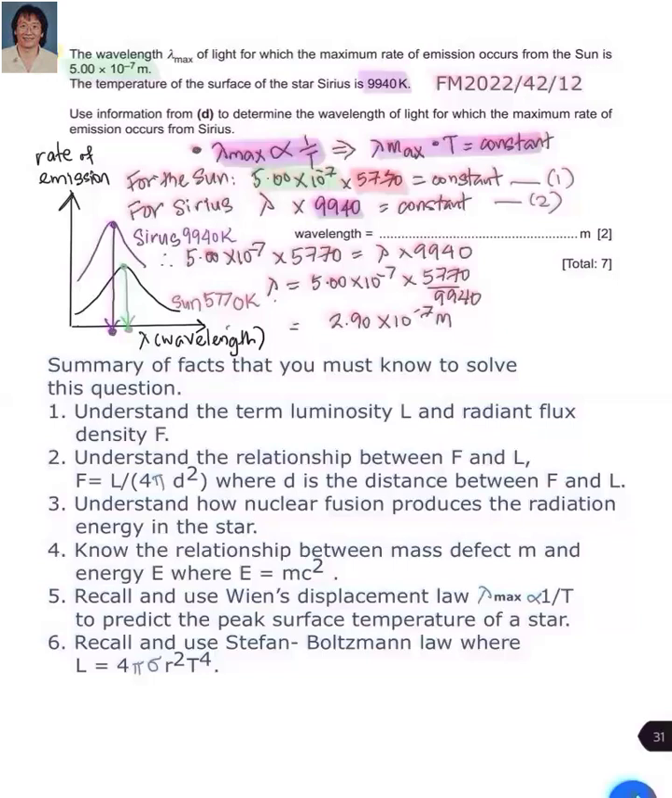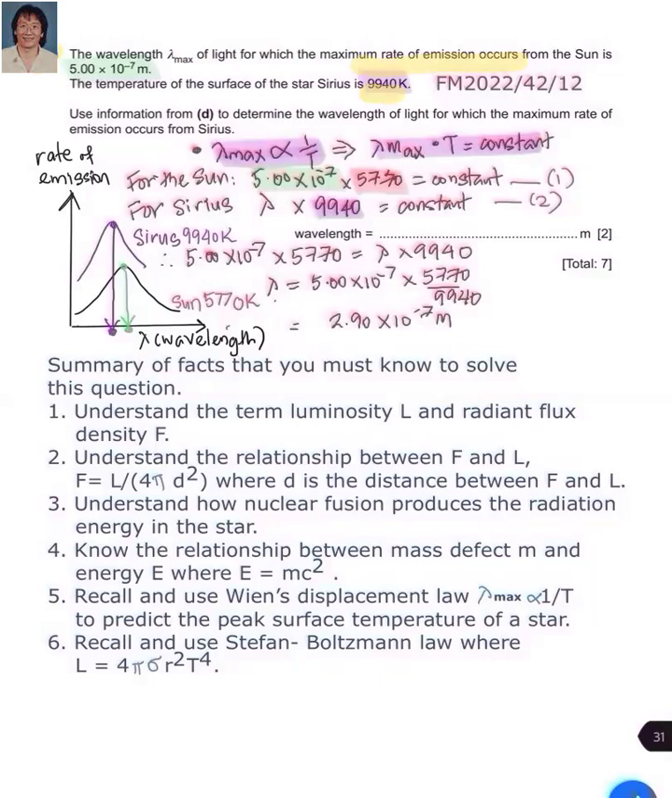For part E, the wavelength lambda max of light for which the maximum rate of emission occurs from the sun is given to you as 5 times 10 to the power minus 7 meter. The temperature on the surface of the star Sirius is 9940 Kelvin. Then you have to use the information from D to determine the wavelength of light for which the maximum rate of emission occurs from Sirius.